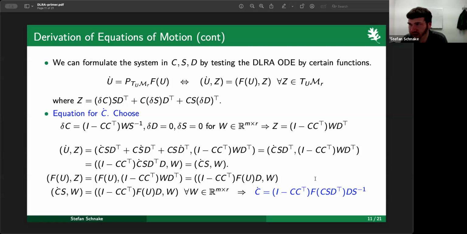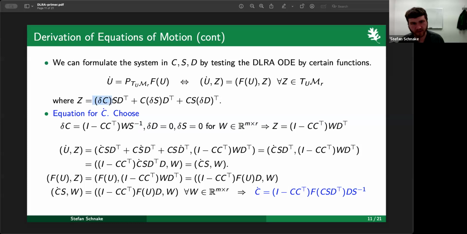I'll do one more, just the C dot; the D dot is very similar. I don't want to do it, it's just a lot more algebra. But essentially for C dot, I want to keep only the C part of the operator. So I'm going to choose delta C. Essentially, I'm going to take a generic M by R matrix. I'm going to project onto the span of D on the right, and I'm going to essentially project off the span of C on the left. So I'm going to do that by I minus C C transpose times W times S inverse.